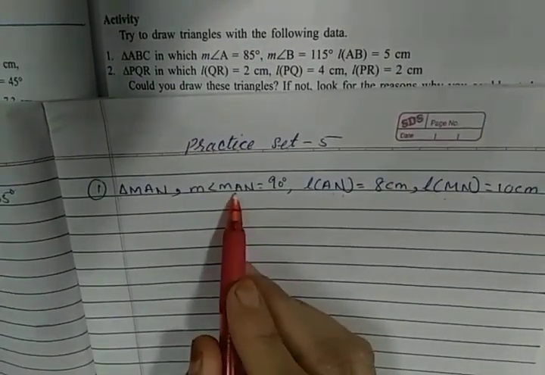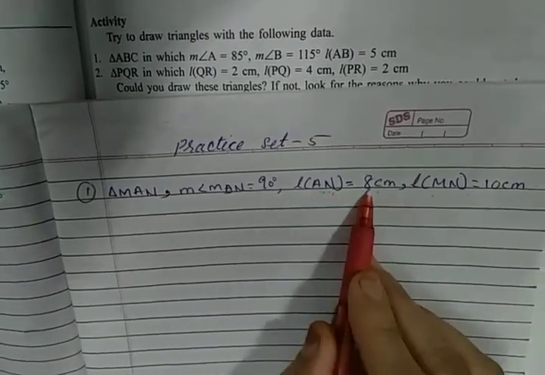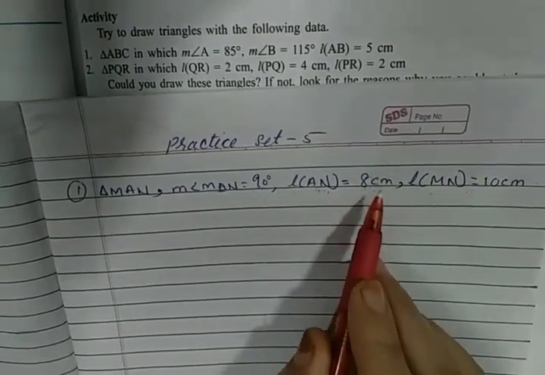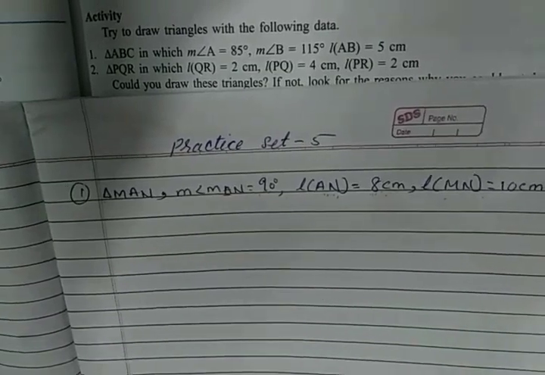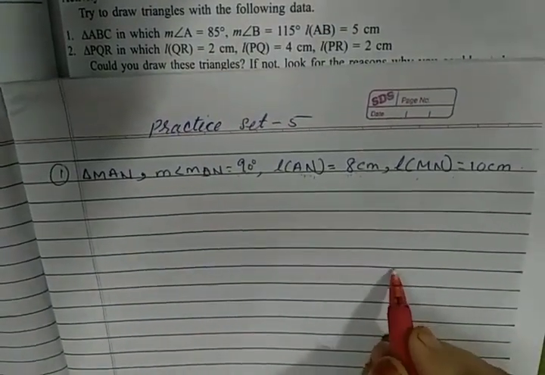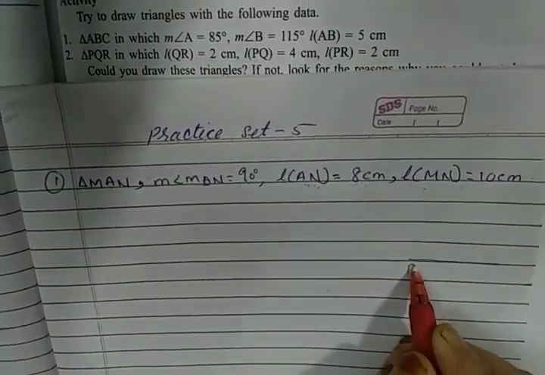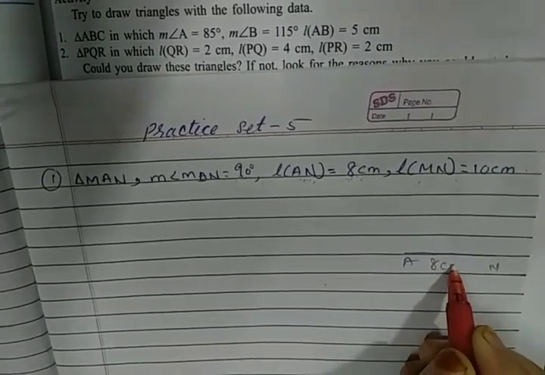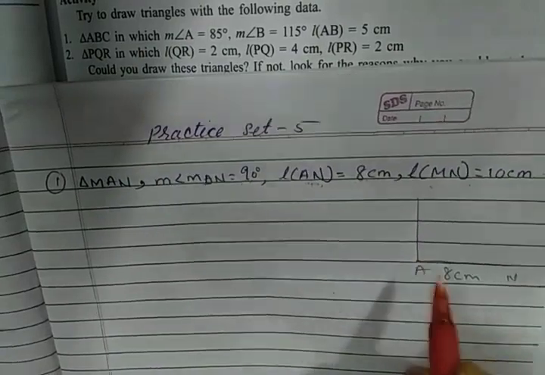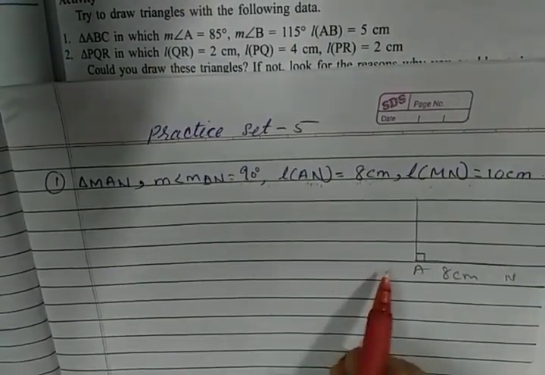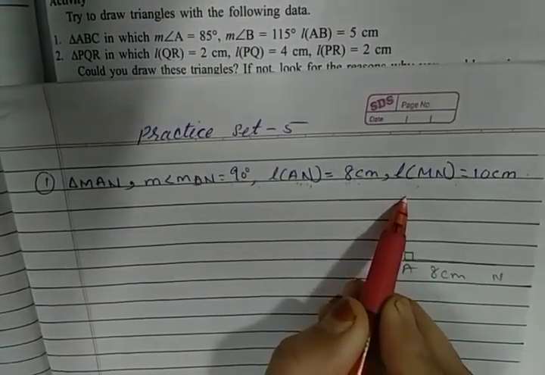So first, see here, A is equal to what? 90 degree. So first we will take the AN as a base. And one more thing you have to remember, hypotenuse will always be the greatest. See, first we will draw the rough figure. AN, what? 8 centimeter and measure angle A, what? 90 degree. Then MN, from N to M, it will be 10 centimeter.